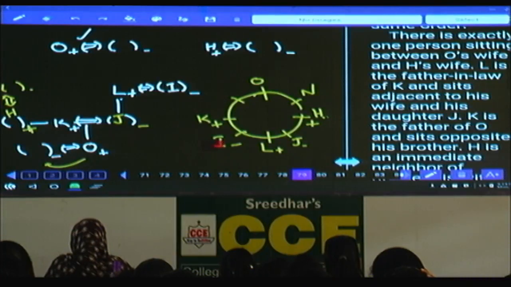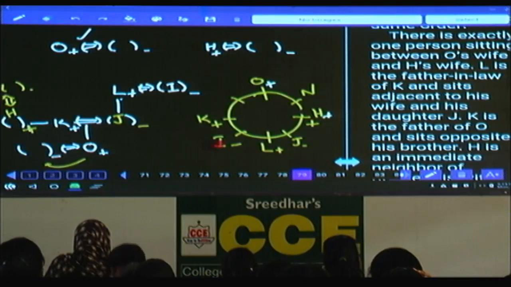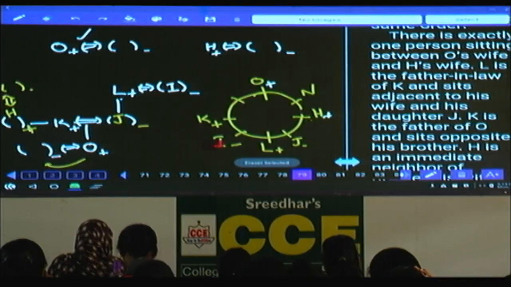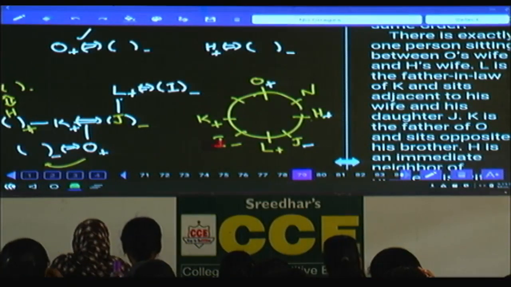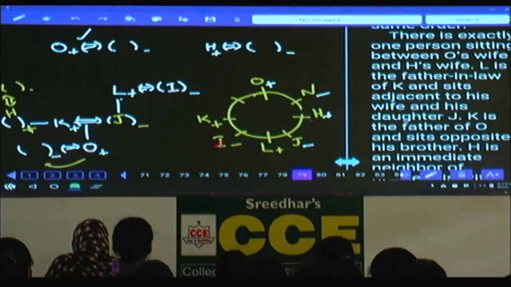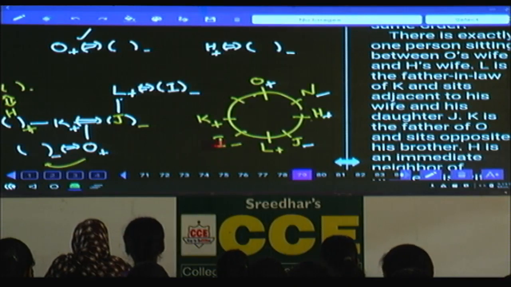Now let us take the genders of these persons. K is a male. Now here it must be O. What is the gender of O? O is a male. And H is a male, isn't it? That means all these males are seated at alternate positions and females are at alternate positions. N is a female. Then who is the other person we have in between K and O?